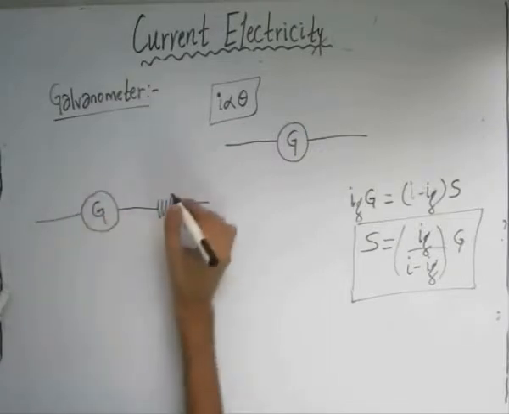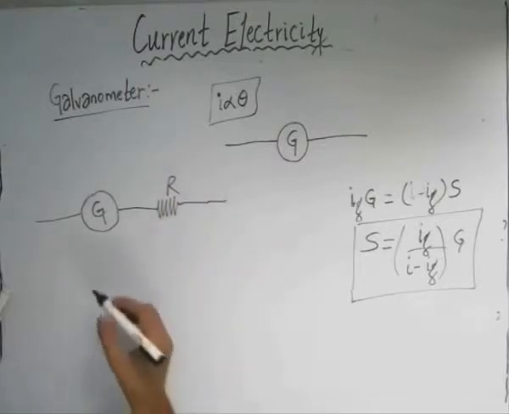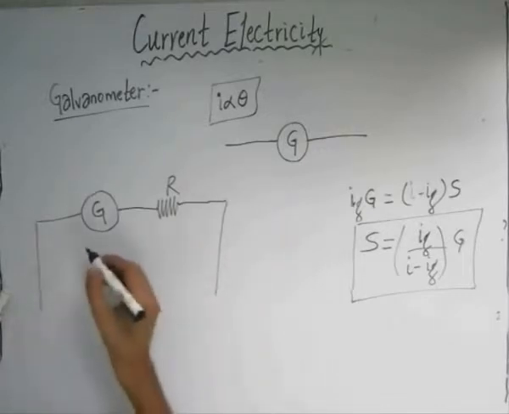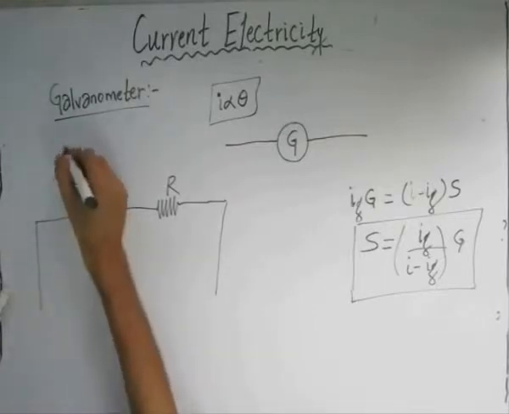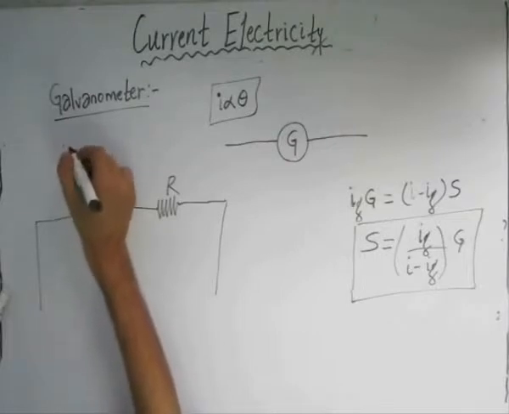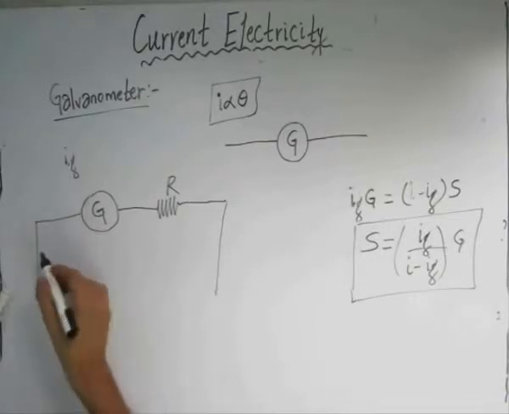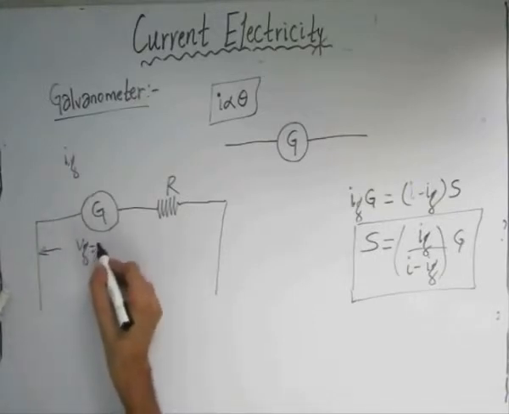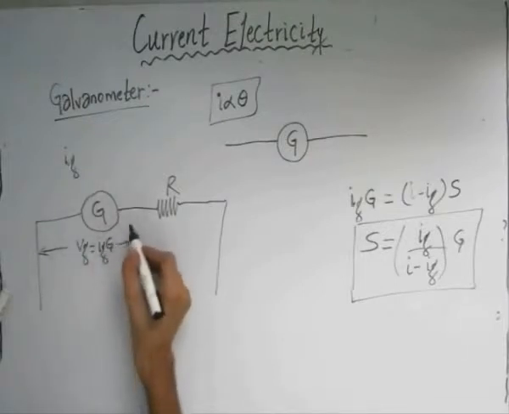So suppose this R indicates a large amount of resistance which is connected in series with the galvanometer. Suppose the full scale deflection current for the galvanometer is Ig. So Ig indicates the full scale deflection current. That means for a current of Ig, the deflection in the galvanometer would be maximum. Now for this deflection, suppose the voltage across the galvanometer is Vg. So Vg would be Ig times G. This is the voltage across the galvanometer.